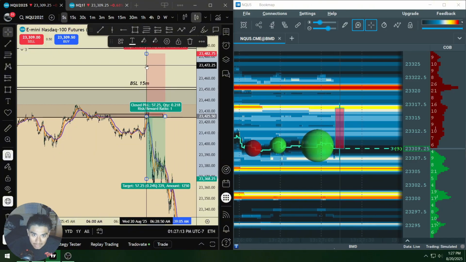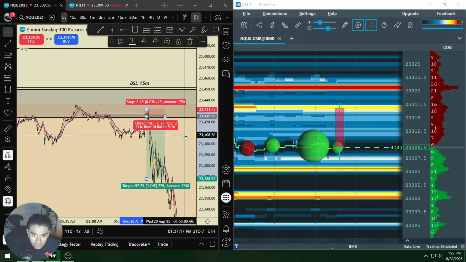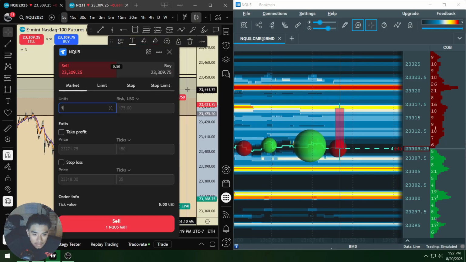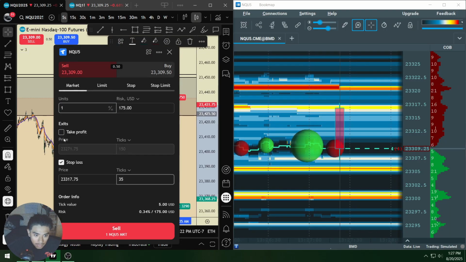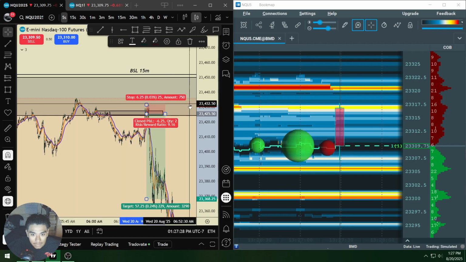But I'm gonna tell you guys something. How I've been trading lately is absolutely crazy. I trade with a 25 pip, 25 stop loss. So this is pretty much it. I did 35 ticks with a 150 ticks TP. That's pretty much what my setup is.